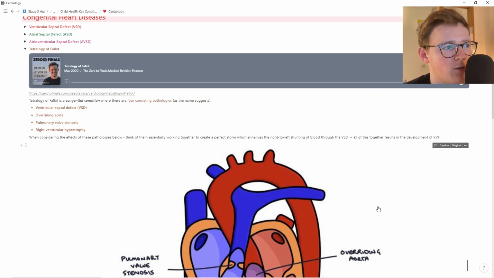So that's my own little, most of this will be copy and pasted from various resources, and then I'll highlight the important information, put in some diagrams here and there. But in a sense, it's VSD, overriding aorta and pulmonary valve stenosis which act together to result in right ventricular hypertrophy and all the other accompanying signs and symptoms, and negative effects of that.